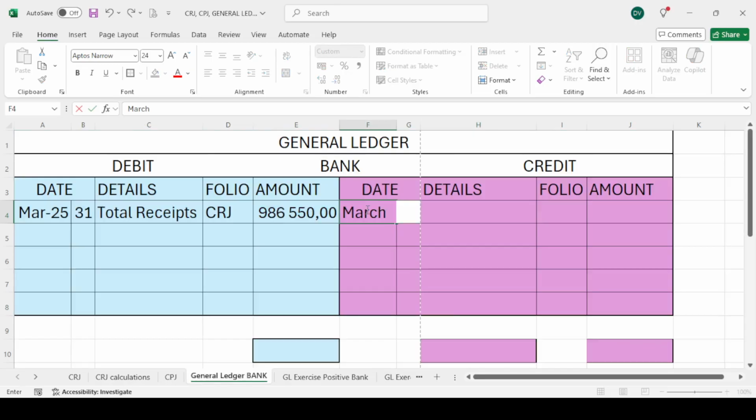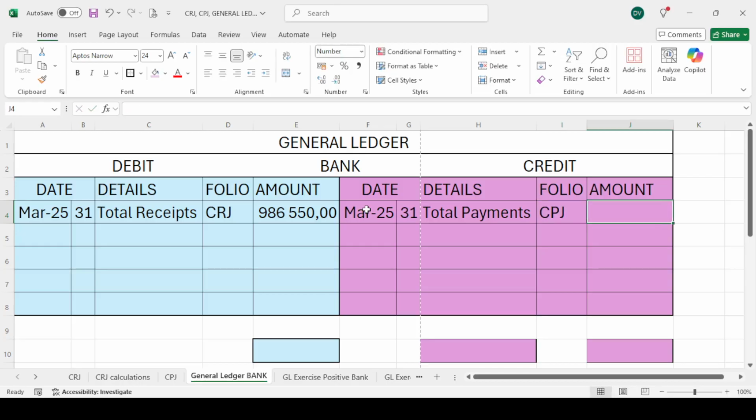March 2025, the 31st. We are going to call it total payments. Under your folio, you're going to show me where you got it from, your CPJ, and you fill in that amount that was the total of your bank column, 130,952.95. That's it. You've inserted all the information that you had. There's no other information that you can insert on this general ledger, but you're not done.